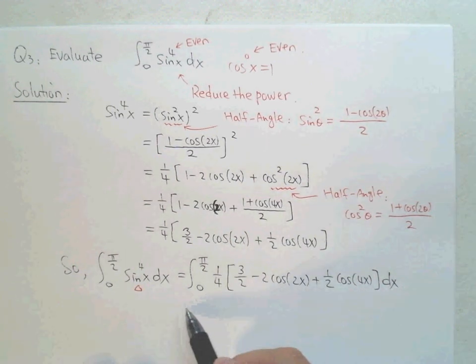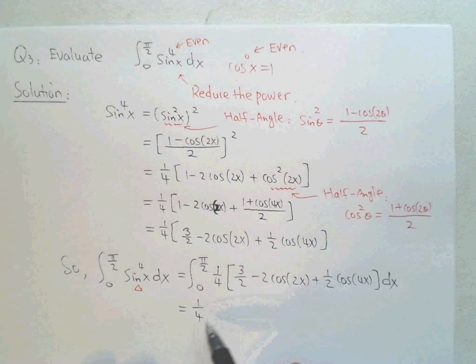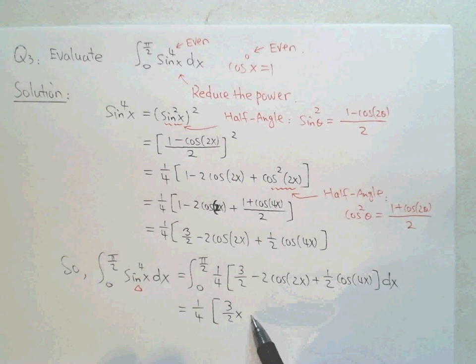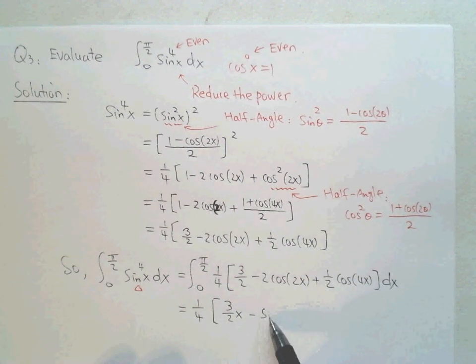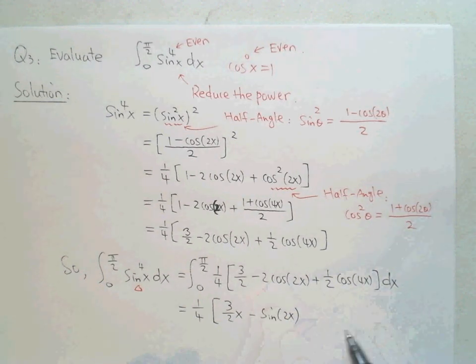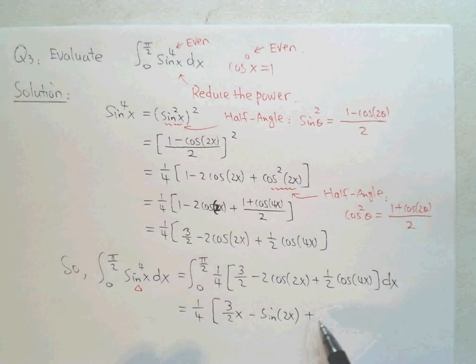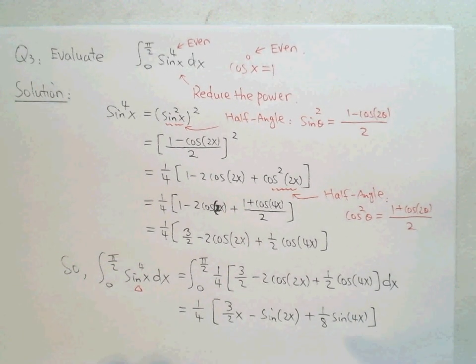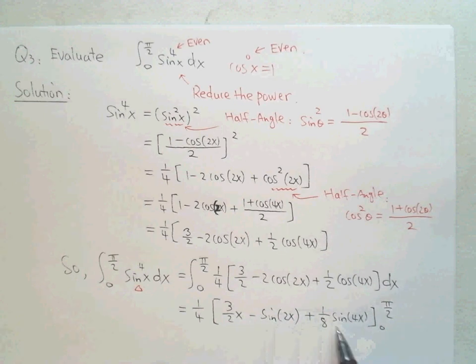And now the fundamental theorem, right? We can get the answer. Factor out 1/4, and what's the antiderivative? 3/2 times x minus sine 2x. You can imagine why the coefficient disappears, because this is the chain rule: take a derivative, you get a 2. It's the same for that one. What is the coefficient? 1/8 sine 4x. See, from 0 to pi over 2.